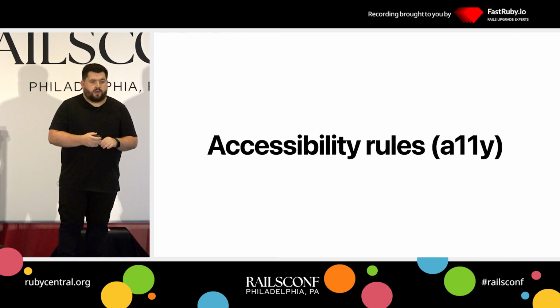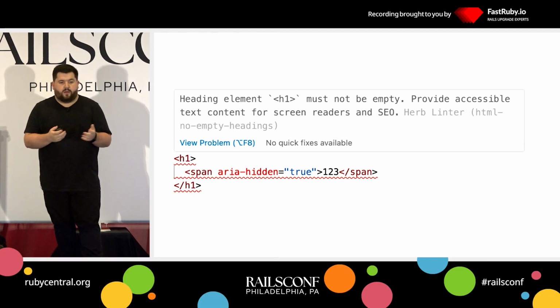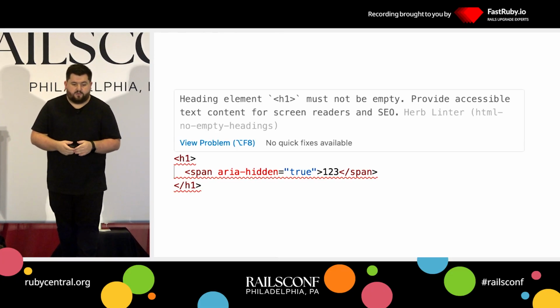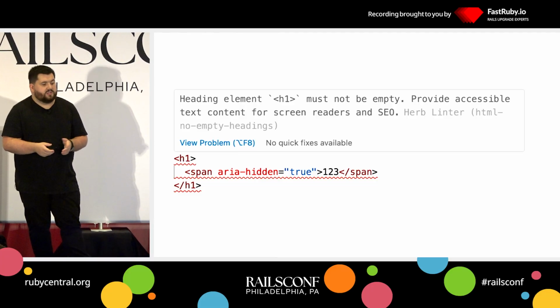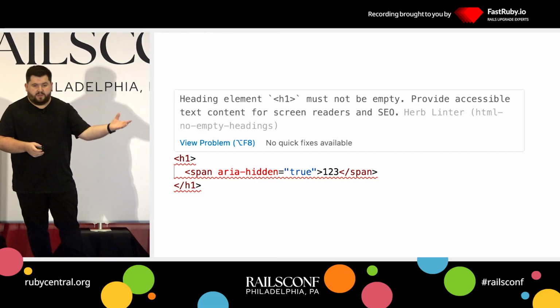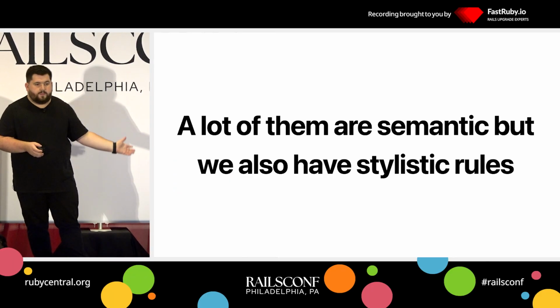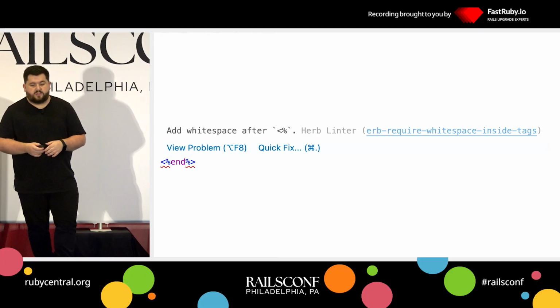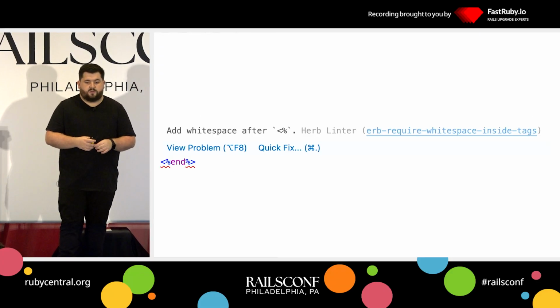We also have a few accessibility rules to make sure that we are respecting all the aria attributes, that we have alt tags on images and links, and all of that, just built into the editor. Some of these are semantics, but we also have some stylistic rules. One of them is, for example, this one here, that we just add white space around the ERB tags.